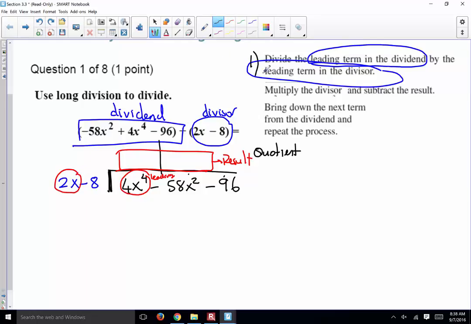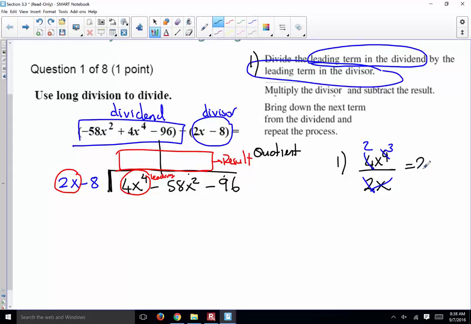So step 1, I divide those. Like this, 2x and 4x to the 4th. No. Top should be the leading term of the dividend. 4x to the 4th first, 2x next. And what is the result when you divide this? Basically, you need to cancel out and reduce. 2 goes into 4 twice, right? And when you cancel 1x from this guy, you end up with 3 of them.